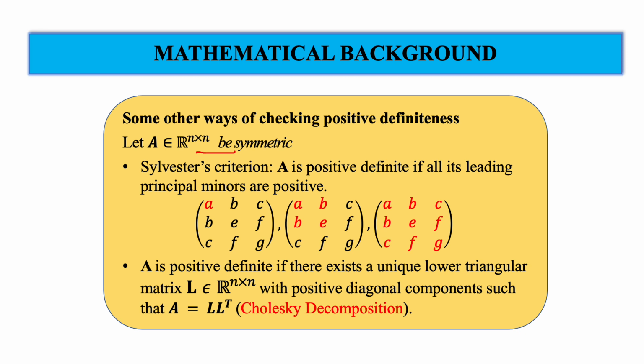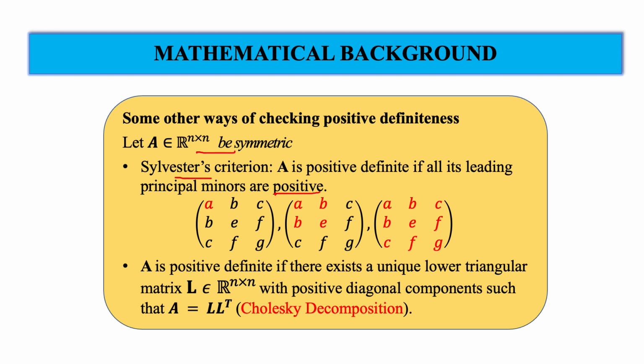There is a criterion called Sylvester's criterion. It says that A is positive definite if all its leading principal minors are positive. So let us consider a 3 by 3 matrix. What it says is that you take a leading matrix and take the principal minor.